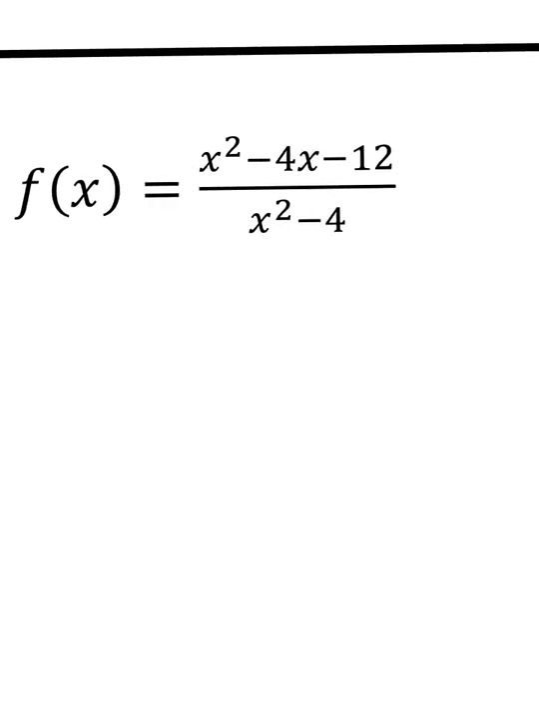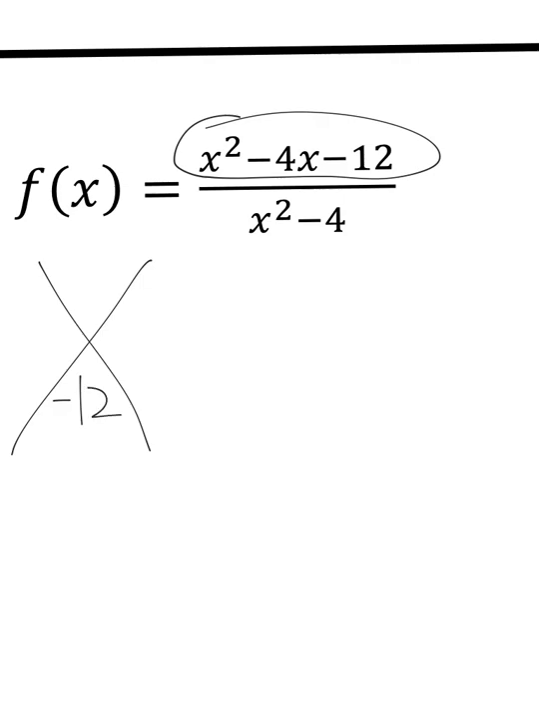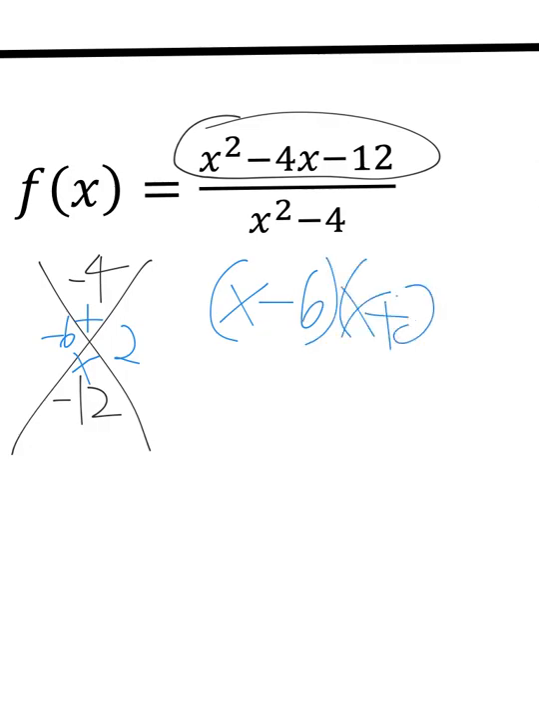So here we have a trinomial that can factor. What are my factors of negative 12 that add to negative 4? That would be negative 6 and 2. Negative 6 plus 2 is negative 4, and negative 6 times 2 is negative 12. So I'm going to say x minus 6 times x plus 2.